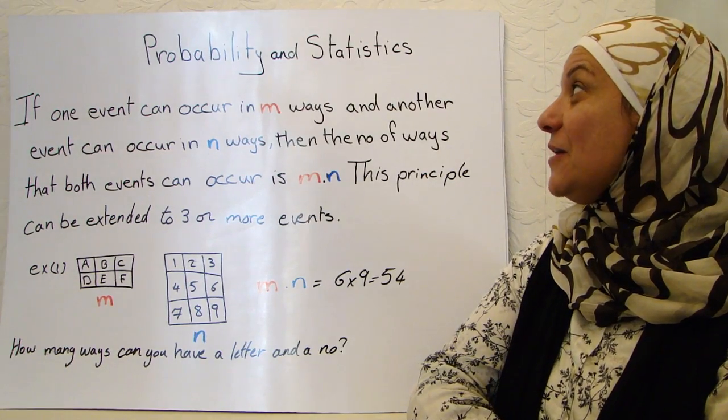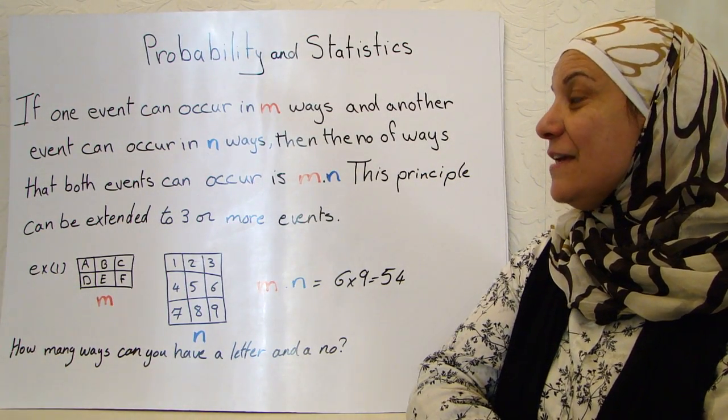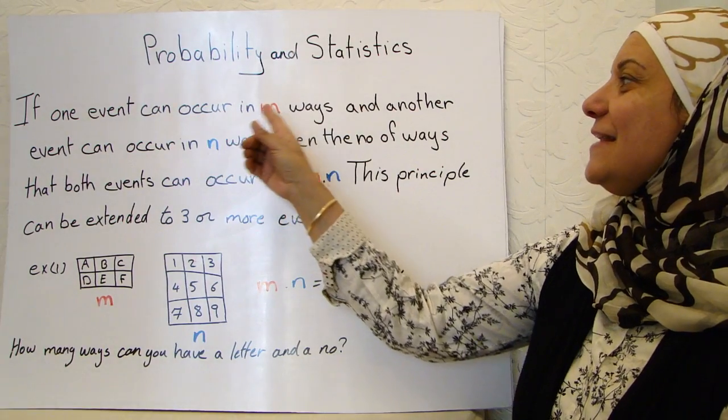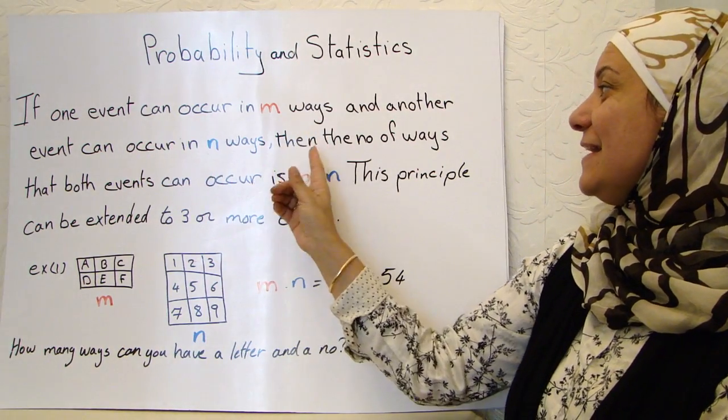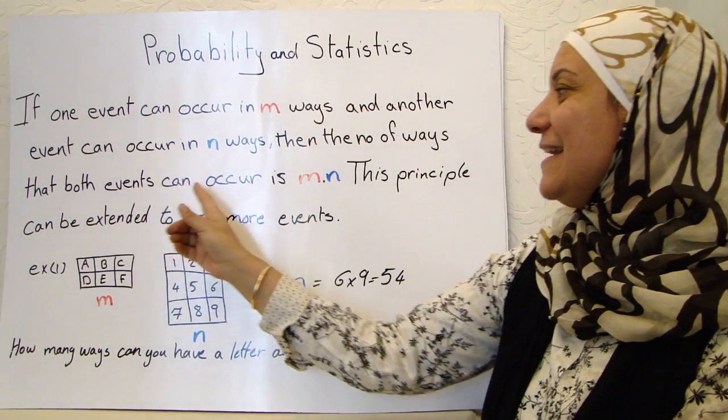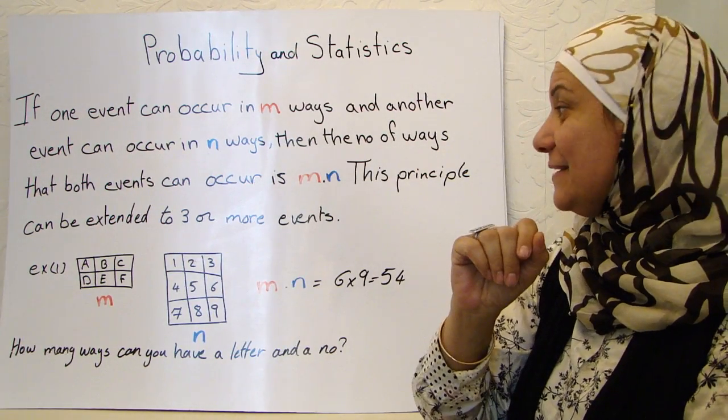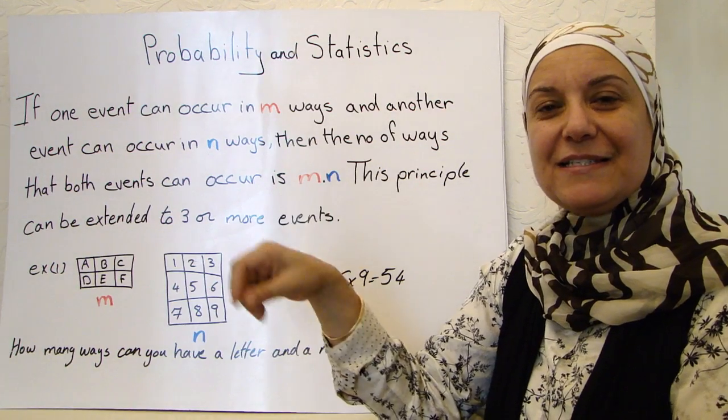Today we're going to speak about probability and statistics. If one event can occur in m ways and another event can occur in n ways, then the number of ways that both events can occur is m times n. How can I understand such a thing?